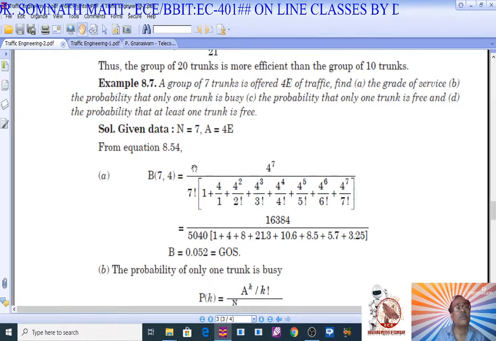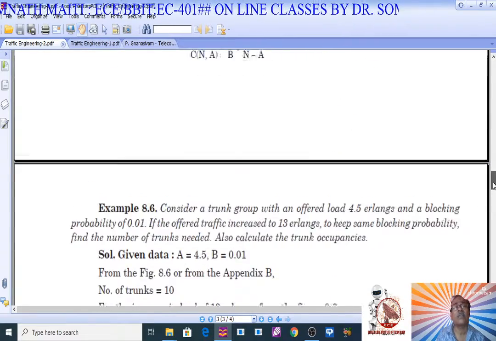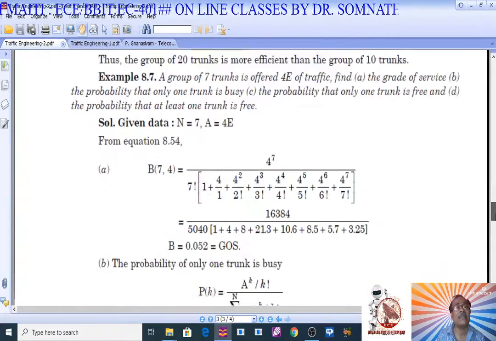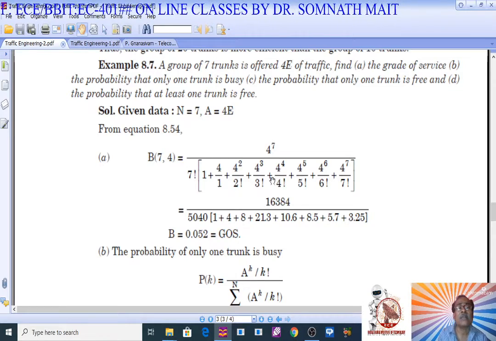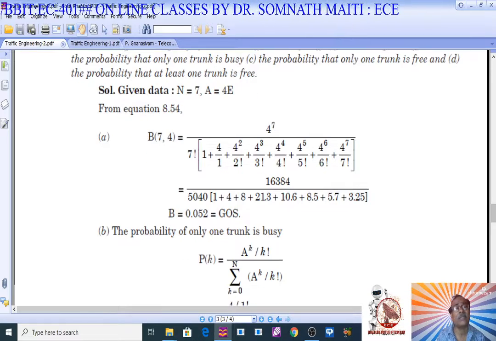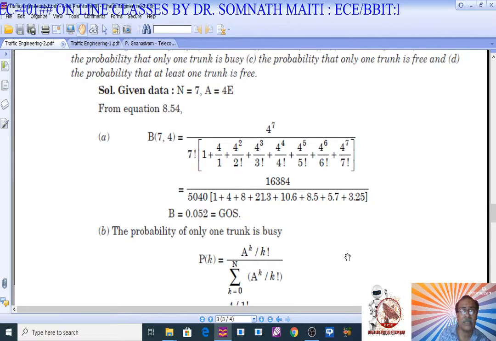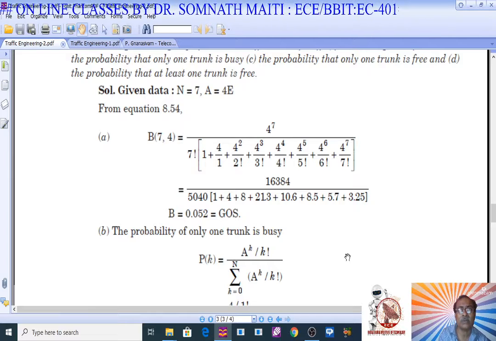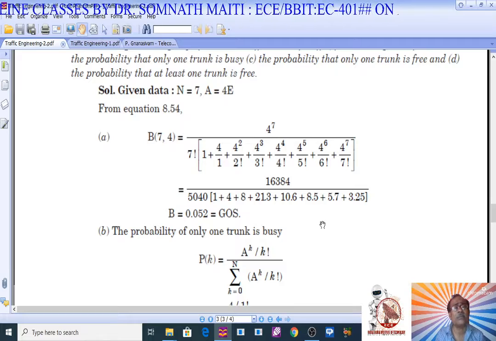B(7,4) equals, see this formula, A to the power n over n factorial. A is given in Erlang, so A equals 4, to the power 7 over factorial 7, and this you can calculate. That is the grade of service, which equals the blocking probability. Why is this so? Because initially I mentioned, when the number of subscribers is larger compared to the number of servers, then GOS is equal to blocking probability. That's why this happens.